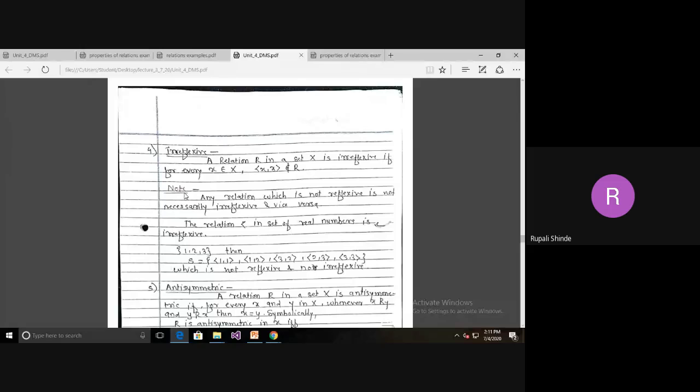Now here one note is given and this note is very important. Any relation which is not reflexive, it is not necessarily irreflexive. म्हणजे याचं मिनिंग काय, जर तुमचं रिलेशन रिफ्लेक्सिव्ह नसेल तर ते इनरिफ्लेक्सिव्ह आहे असं नाहीये. It might be neither reflexive nor irreflexive. ओके, तर तसंच एक एक्झाम्पल दिलं येतं.